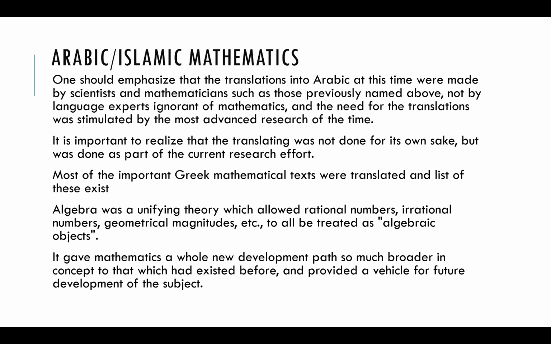Most of the important Greek mathematical texts were translated, and lists of these exist. Algebra was a unifying theory which allowed rational numbers, irrational numbers, geometric magnitudes, etc. to all be treated as algebraic objects. Now, we won't have that word yet because the word algebra does not mean how we take it to mean at this point, but this is all being set up now, or in this time. It gave mathematics a whole new development, a path so much broader in concept to that which had existed before, and provided a vehicle for future developments of the subject.